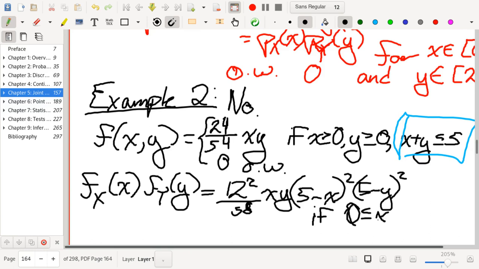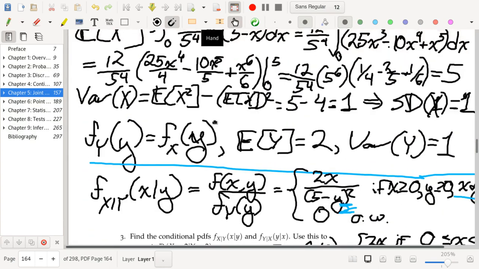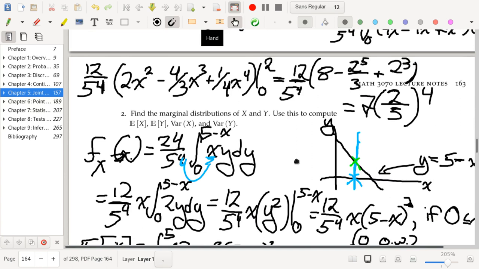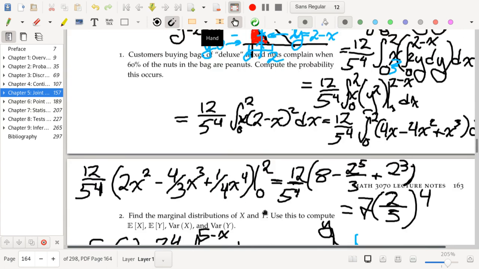if 0 is less than or equal to x, which is less than or equal to 5, and 0 is less than or equal to y, which is less than or equal to 5. So not only do you not have this dependence in the boundary, you have a square boundary instead. One way to know automatically if two continuous random variables, and it even applies for discrete random variables too, are independent: if the region on which these two random variables are supported, by support I mean where their probability density function or probability mass function is non-zero, is a square region, then they could possibly be independent, but if it's not square, they are not independent.